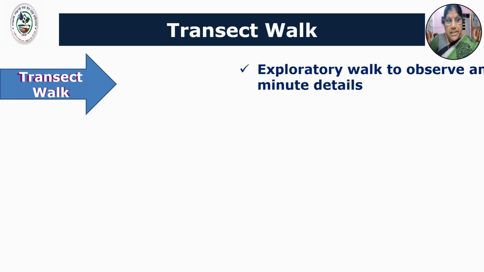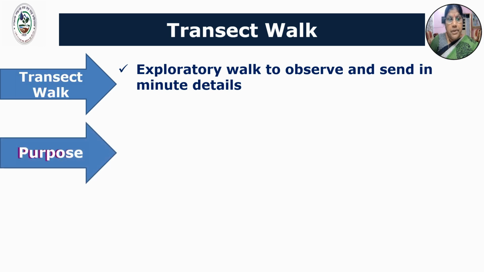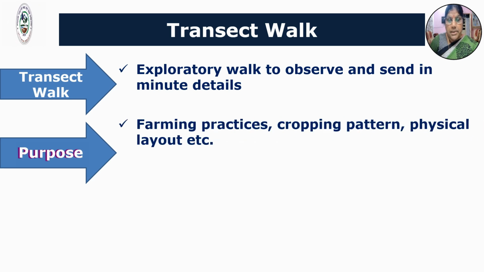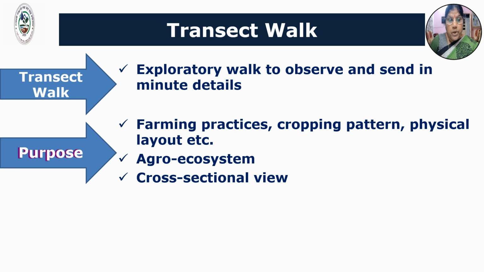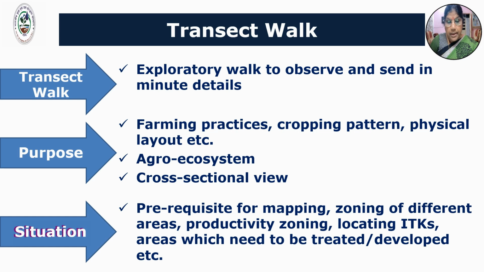The other exercise is Transect Walk. It is an exploratory walk made by the multidisciplinary team of specialists along with the watershed villagers to observe and see the minute details. The purpose of doing this exercise is to know the farming practices, cropping pattern, physical layout of the village, and to know the agro-ecosystem and cross-sectional view of the village or watershed. It is a prerequisite for mapping, zoning of different areas, productivity zoning, locating ITKs, and finally the areas which need to be treated or developed.